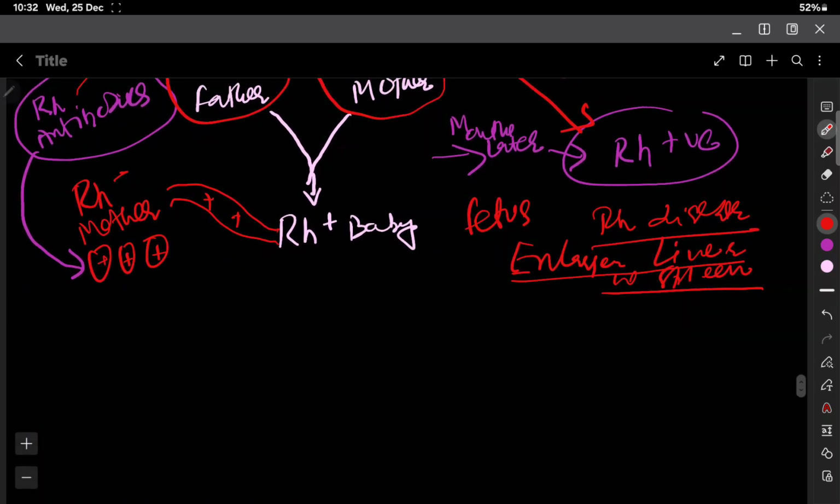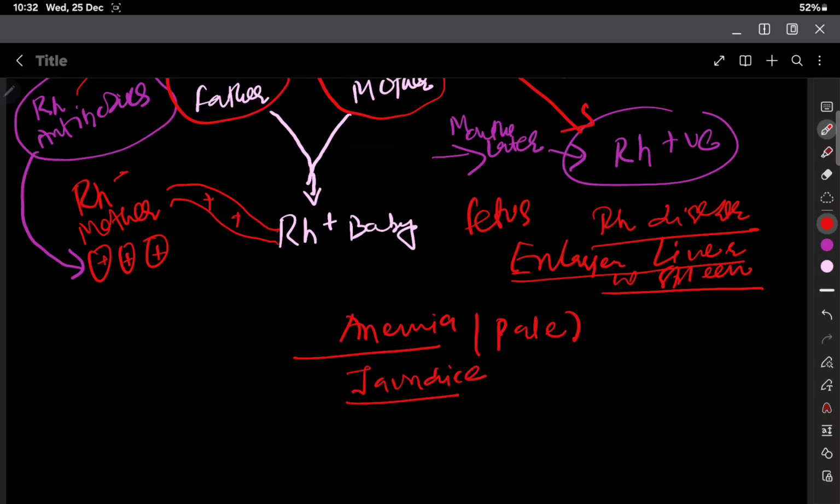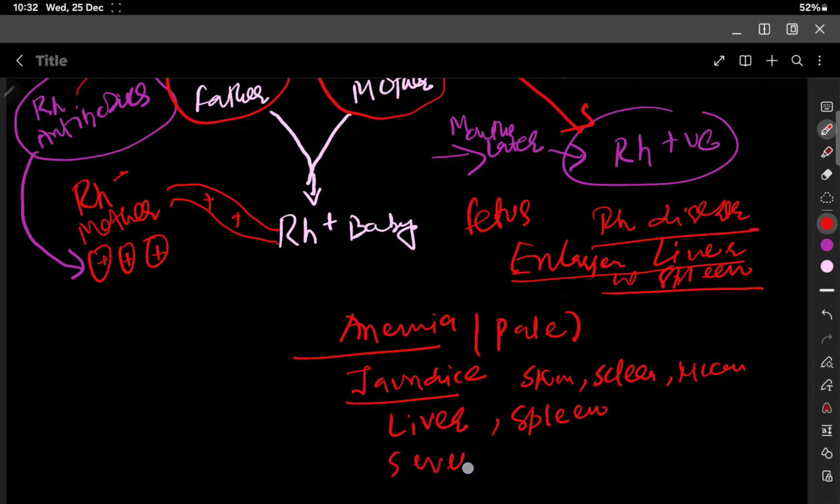Now, what happens in the newborn? There will be anemia, and because of the anemia, there will be a pale appearance of the newborn. There can be jaundice, or yellow discoloration of the newborn's skin, sclera, or mucous membrane. There will be enlargement of the liver and spleen in the newborn. There can be severe edema, a build up of fluid, or there can be dyspnea, which is difficulty in breathing. So these are the symptoms and signs which occur in the newborn.